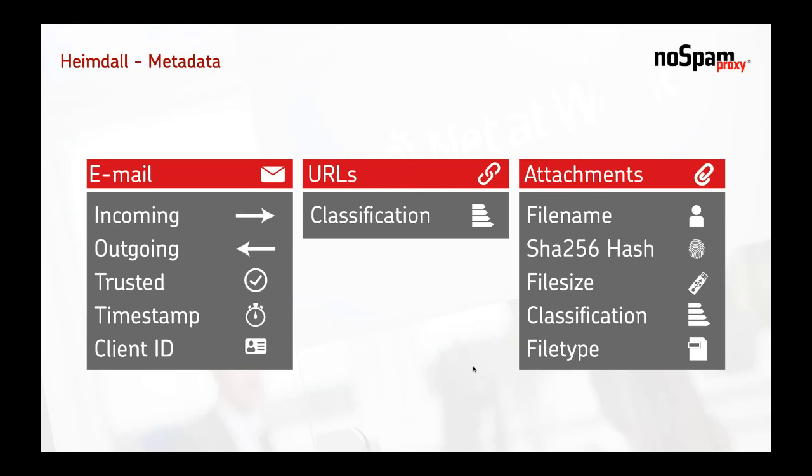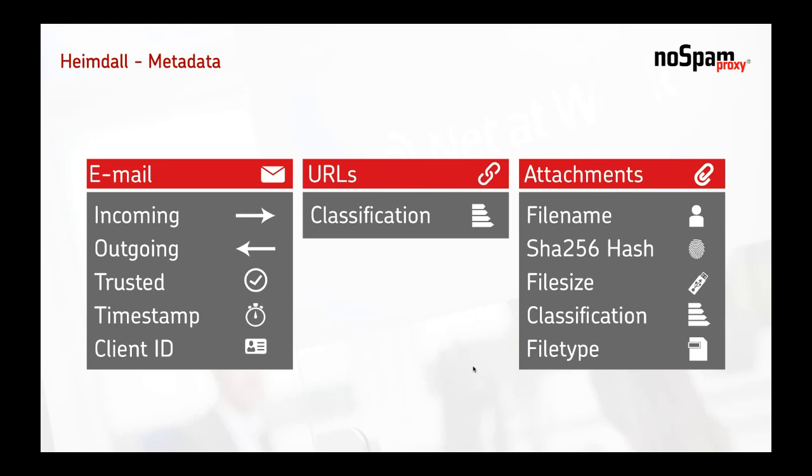The same happens for attachments on emails, but in addition to the classification, we also store the file name of the attachment, the hash of the attachment, file size, of course, and the file type recognized by the NoSpamProxy installation itself. So it's not that much we store in the database.